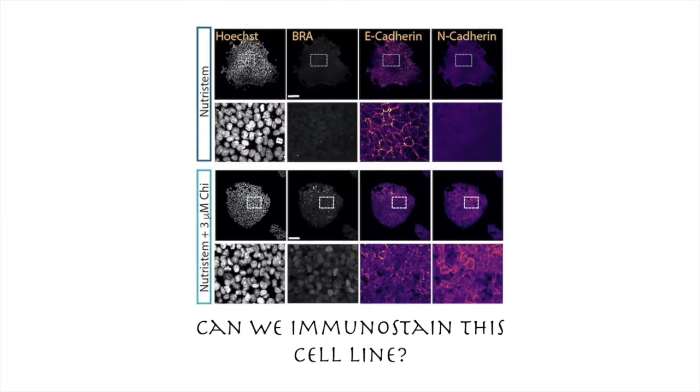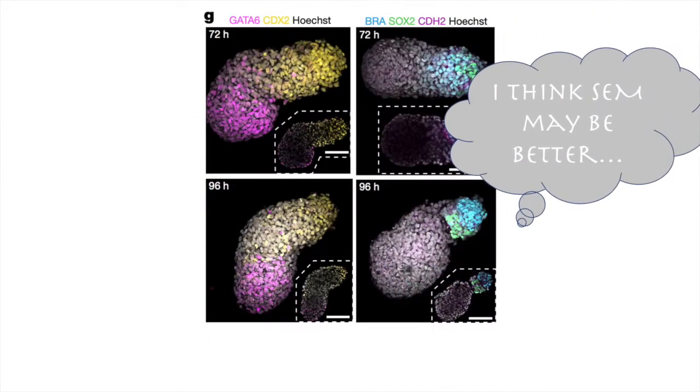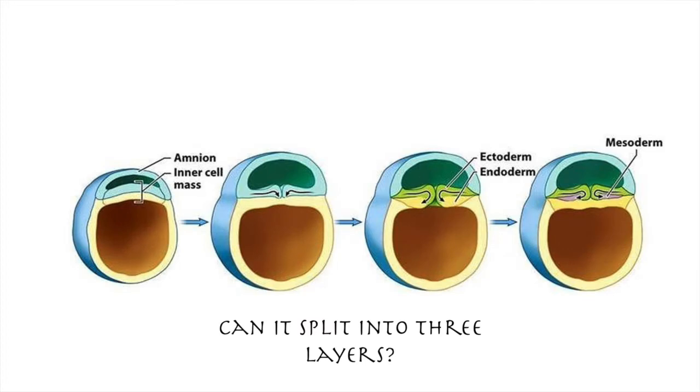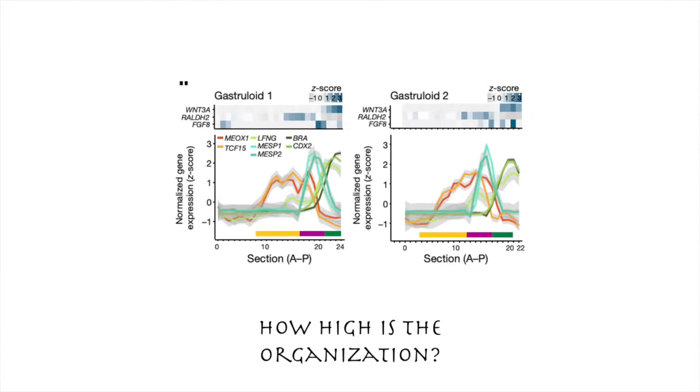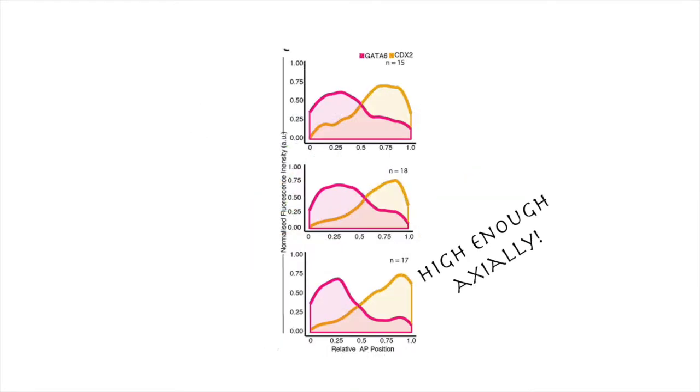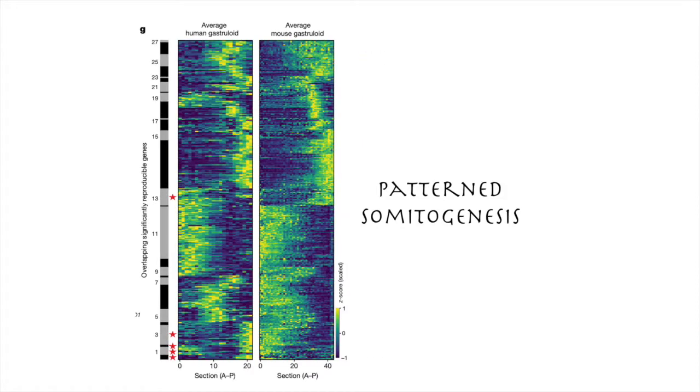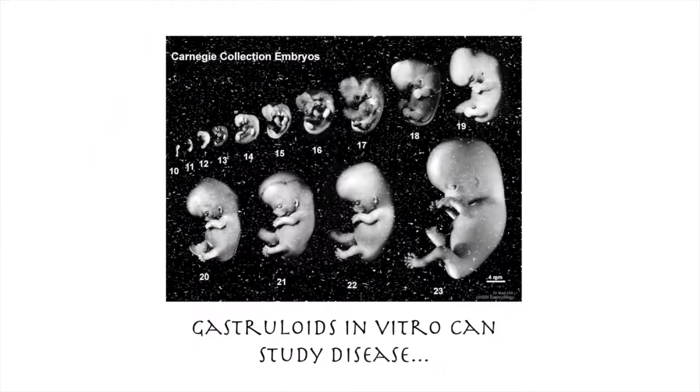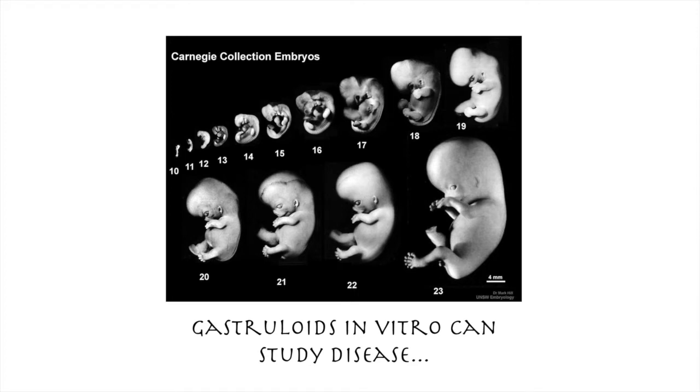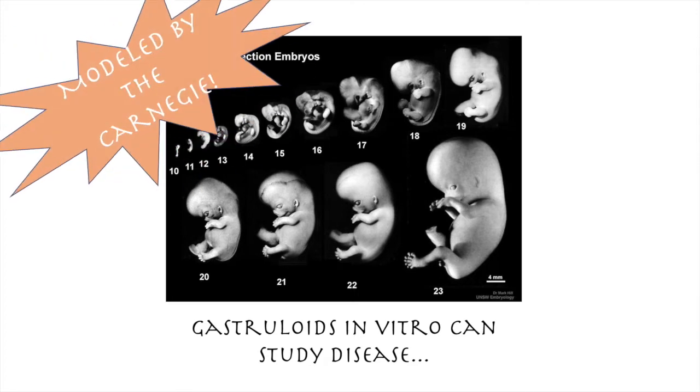Image. Can we immunostain the cell line? I think SEM may be better. Can it split into 3 layers? Endoderm, mesoderm, and ectoderm. How high is the organization? High enough axially. Pattern somitogenesis. Can be done in vitro, but anyway. Gastruloids in vitro can study disease. Modeled by the Carnegie.